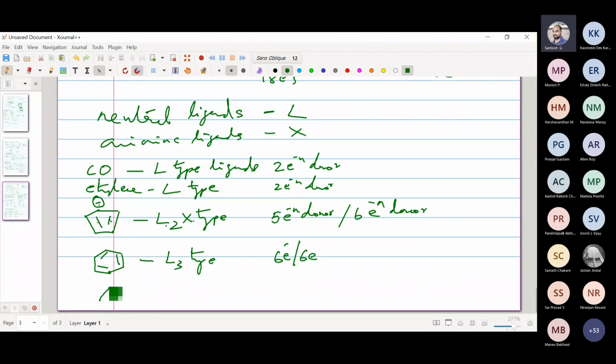Another example is the allyl anion. Allyl anion is an LX type ligand. How is it LX? See, this is the ligand. So you have a double bond as well as a negative charge. So this is the L type and this is the X type. So it is an LX type. In which case it will be a 3 electron donor in the neutral ligand method and a 4 electron donor in the donor pair method.